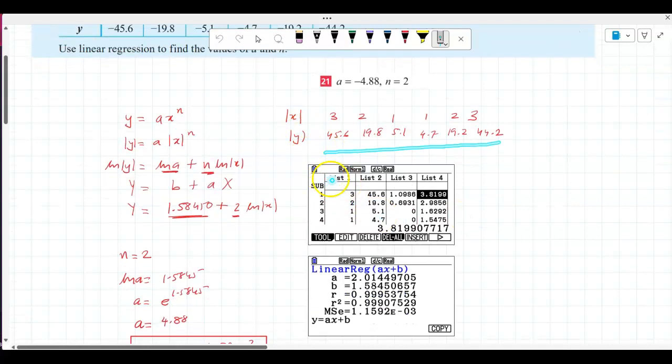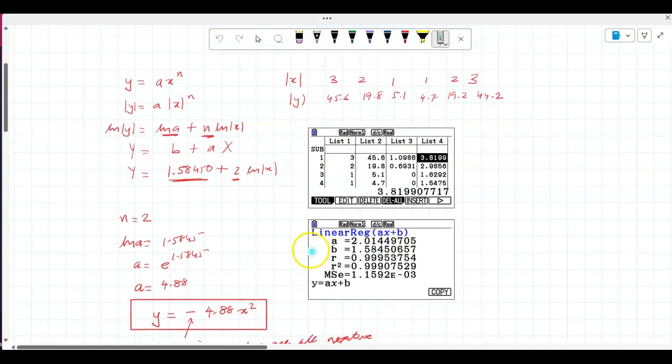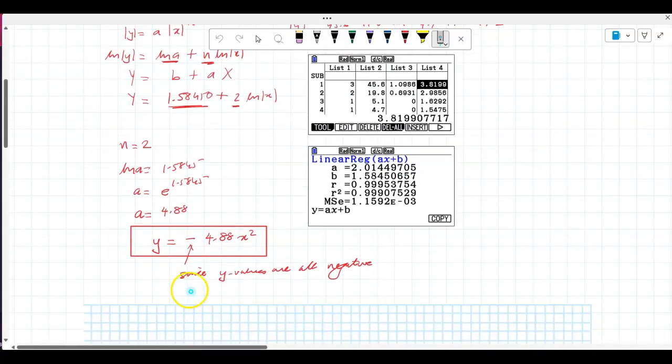You put this in list 1, you put this in list 2, and get your linear regression. This is slope, this is y-intercept. So your slope is n. So your n is equal to 2.02. And your y-intercept is ln A. So e raised to that. So y is equal to minus 4.88 x squared.